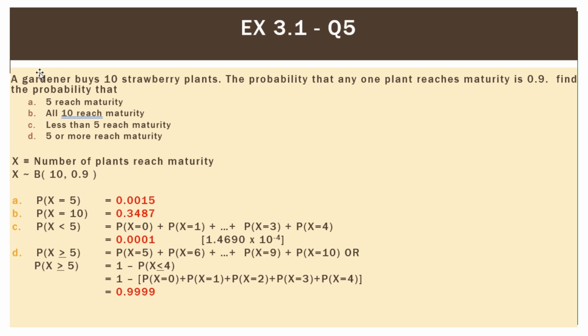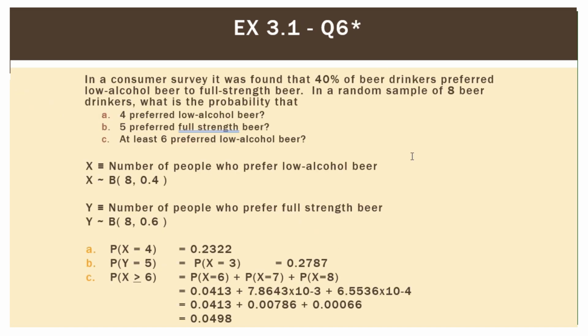Same goes to this. A gardener buys 10 strawberry plants. 10 is your N. P is 0.9. Then you just plug everything into the formula and get the answer. This shouldn't be a problem. Just don't forget to write your event and distribution. Same goes to this. In this situation, your event will always start with number of, like I've already highlighted before. So this is number of people who prefer low alcohol beer.